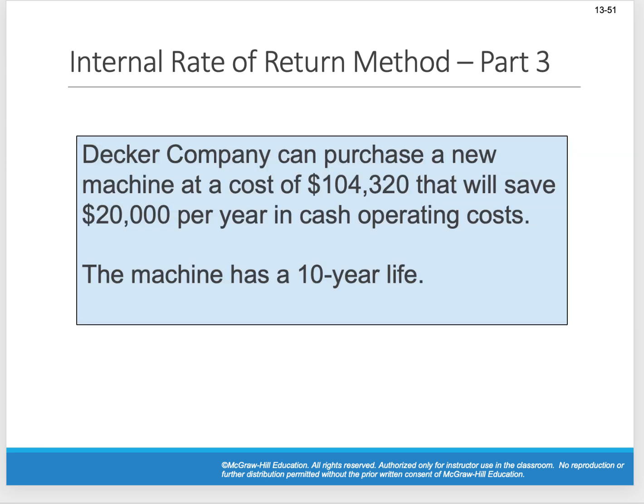So let's look at an example. Decker Company can purchase a new machine. The new machine costs $104,320. It will save them $20,000 per year in cash operating costs. That makes sense. Why does that make sense?